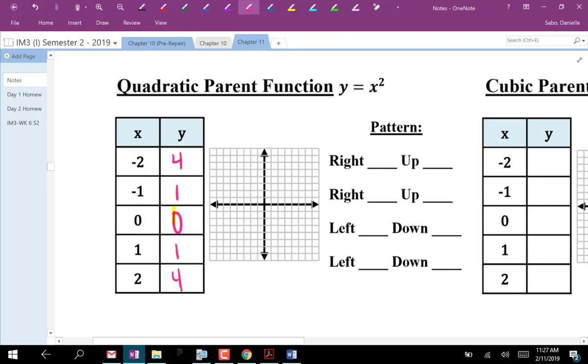Okay? Now let's go ahead and graph it just so that we know the general form of what it looks like. So I have 0, 0 here, and I'm going to go ahead and graph the table. Right 2, up 1, 2, 3, 4, and it mirrors on this side.